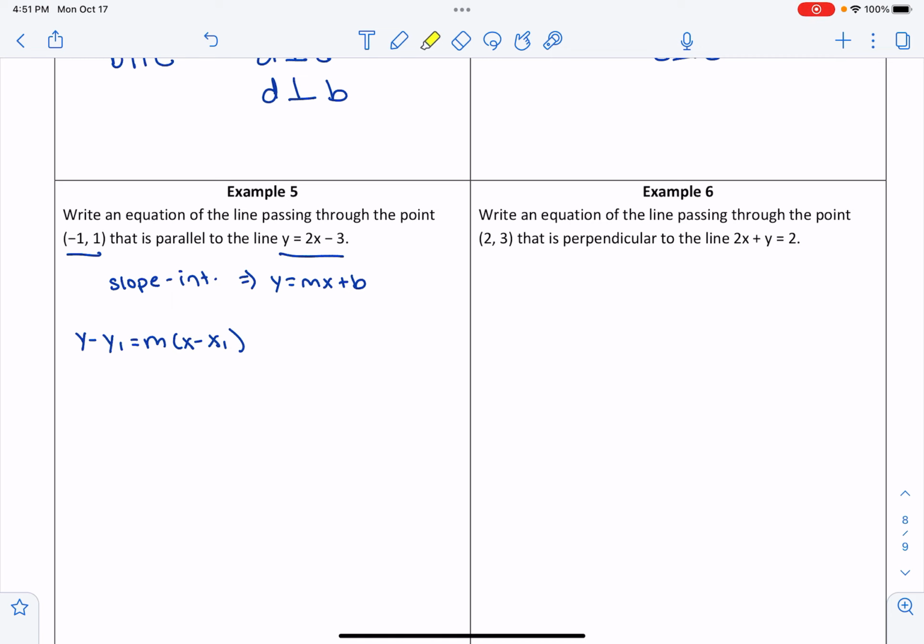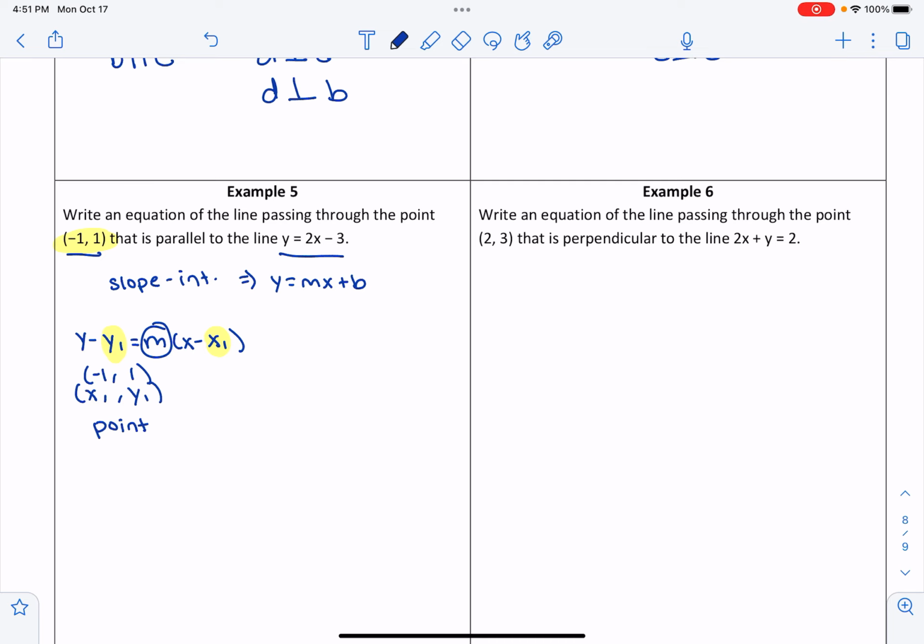Now if you remember back to the beginning of the notes, I told you that x1, y1 is the point that you're given. So we're looking to write an equation that passes through the point -1, 1. That's going to be your x1, y1. Our job now is we just need a slope.